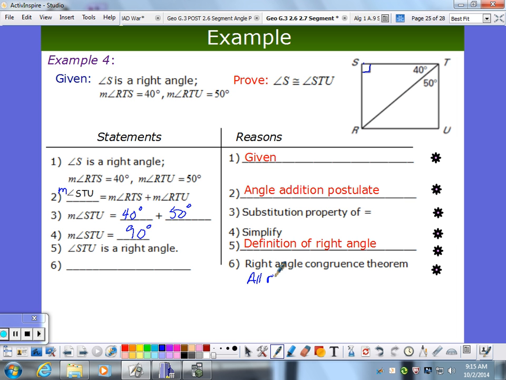And again, I have to write that out: all right angles are congruent. So what are we trying to make match up here? We're trying to say that angle S and angle STU are congruent because this one's a right angle and this one's a right angle. If two things are right angles, they are congruent. That's the all right angles are congruent theorem. Yes? Does an angle with a measure of 270 degrees have a special name? Nope, none that I know of.